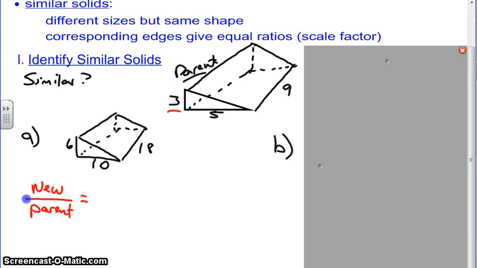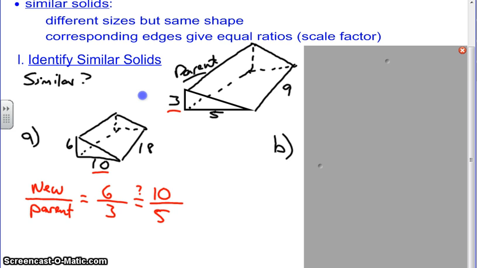So the new figure, if we look at side 6, what side is corresponding to side 6 in the parent figure? So the parent figure has side 3. Okay, good. Let's see if that ratio is the same as the other leg in our base. So the new figure has this leg of 10, right? And which corresponding edge can be found in the parent? And hopefully you are saying 5, right? And so the question is, are these ratios equal? And your answer is yes. They both equal what value?